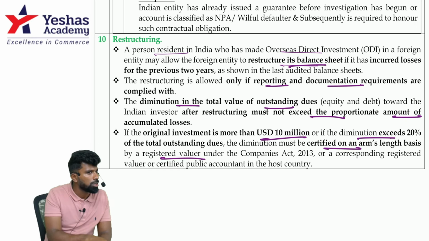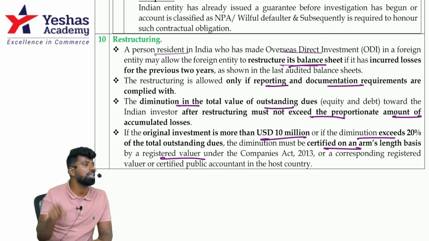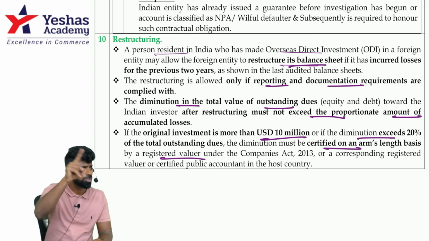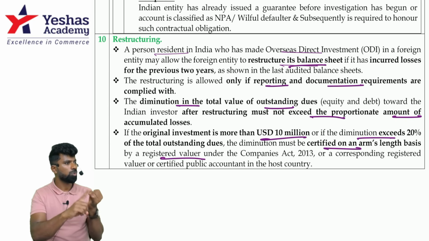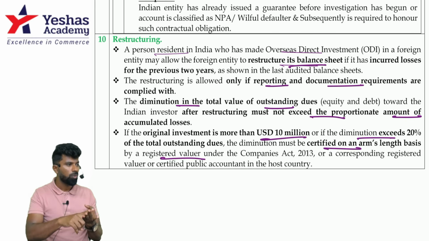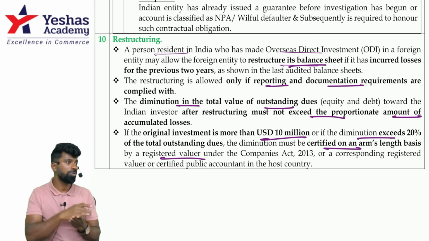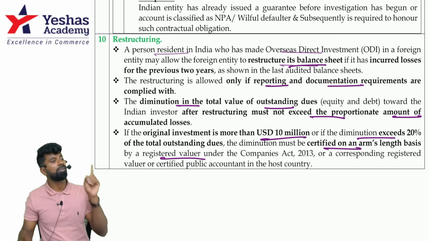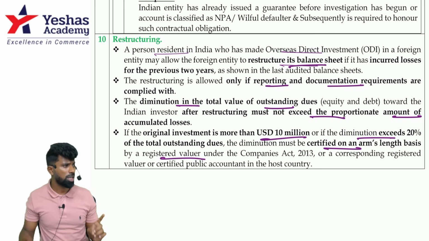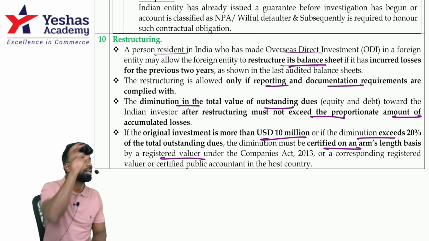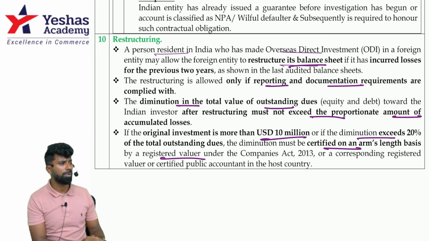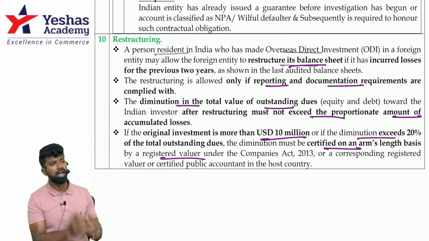Clear? So these are the conditions to be satisfied for the purpose of restructuring of any investment made by an Indian outside India. Simple. With this chapter, we discussed what is ODI, what is OPI, who is eligible to invest, what are the instruments in which we can invest, investment by trust or societies, investment by IFSC, investment in IFSC units, investment in the financial sector, and financial commitment.